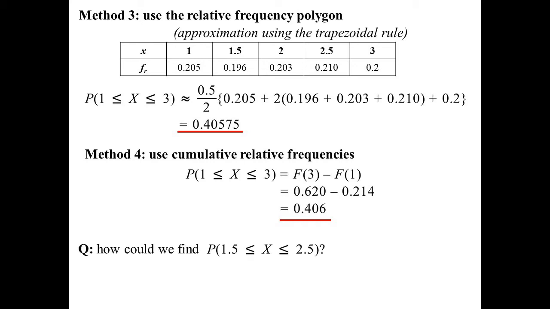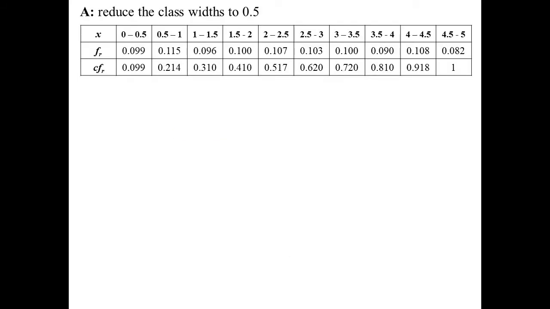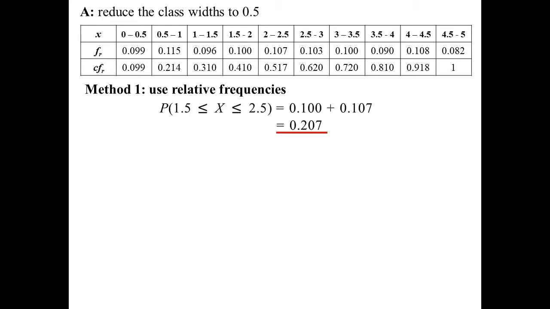But what if we wanted to find this one instead? If I wanted to go in between 1.5 and 2.5, now don't let that table up the top fool you, because remember they were just the class centers of the information. Well, if I reduce my classes now to a width of 0.5, I then should be able to find that range. So I've now broken it down to intervals of 0.5. And again, we could use any of those methods before. We could use the relative frequencies and we get 0.207.